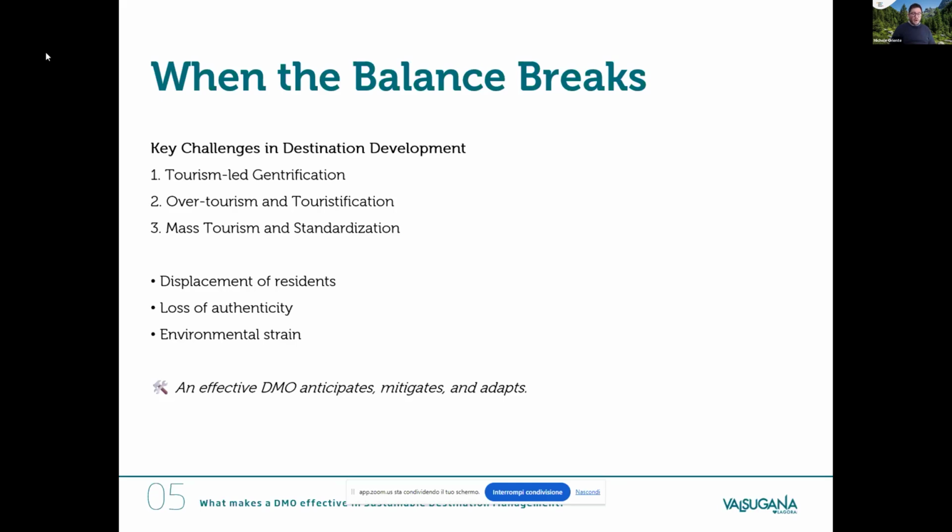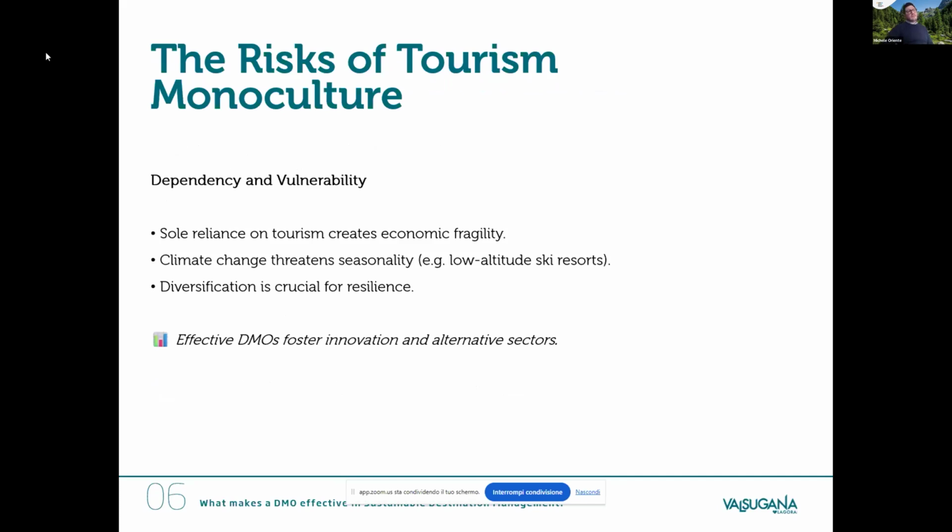Increased cost of living for locals, for example in Venice, or another capital in Italy, for example Barcelona, or others, but it's the same in Trentino and in Valsugana. When we talk about this argument, we have to consider the loss of authenticity in the tourist experience due to standardized offerings. And loss of identity is a problem. So the risk of tourism is a monoculture.